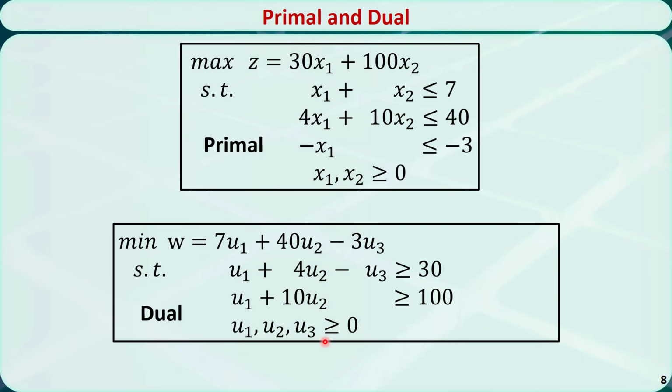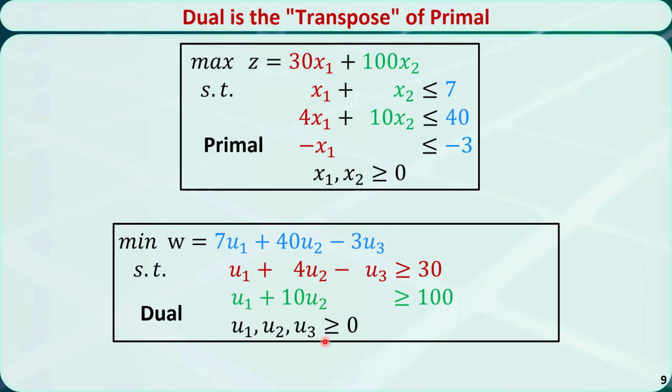If you observe carefully, you will find some interesting patterns, which reveal the relations between the primal and the dual. In general, the dual can be considered as a transpose of the primal problem. The primal is a maximization problem. The dual is a minimization problem. The right-hand side of the primal will be the objective coefficients in the dual. The objective coefficients of the primal will be the right-hand side of the dual. The coefficients of the constraints will be transposed. The primal has 3 constraints and the dual has 3 decision variables. The primal has 2 decision variables and the dual has 2 constraints.